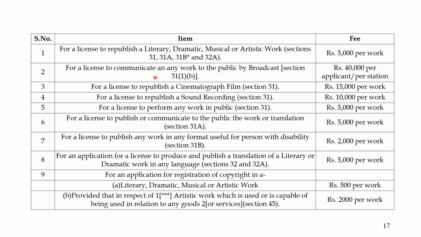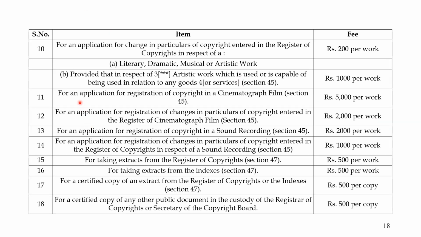For a license to communicate any work to the public by broadcast, 40,000 rupees per work. For a license to republish a sound recording, 10,000 rupees per work. For a license to perform any work in public, 5,000 rupees per work. For an application for registration of copyright in a cinematograph film, 5,000 rupees per work. For an application for registration of copyright in a sound recording, 2000 rupees per work.